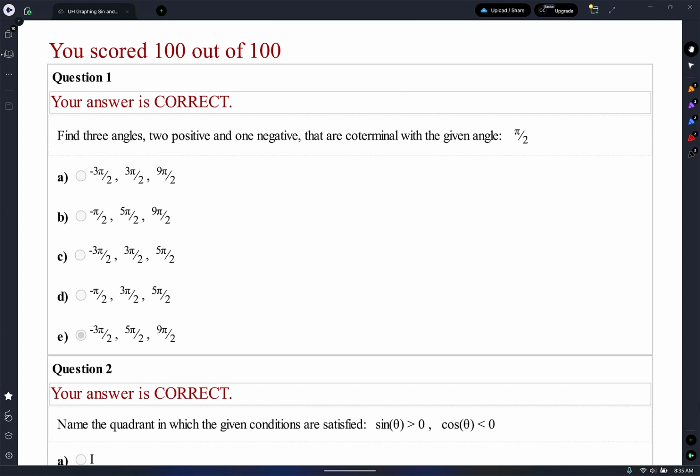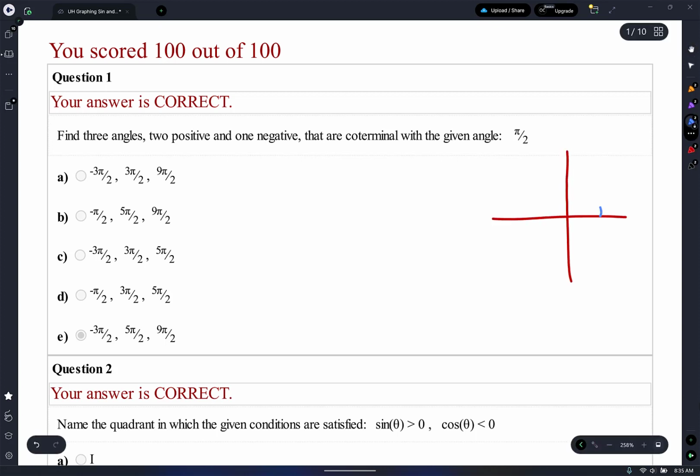So the first one, guys, so here we go, focus. It says find three angles, two positive and one negative, that are coterminal with the given angle pi over 2. Coterminal just means I want the same angle that produces the same ray. So I have pi over 2, so everyone knows that. That's right here. And I want two other angles, two positive, and then one angle that's negative. So all you're going to do is a revolution. If I go another revolution like this, look, I'm back at that same ray. Do you guys see that?